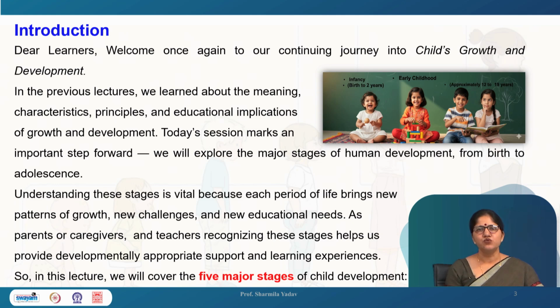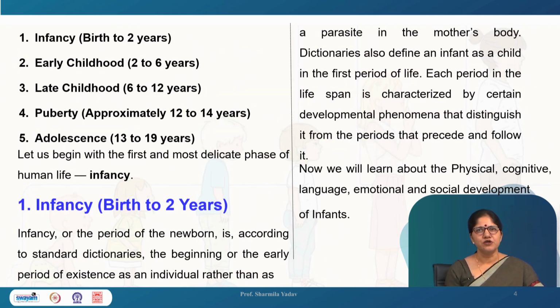Understanding these stages is vital because each stage of life brings new patterns of growth, new challenges, and new educational needs. As parents, caregivers and teachers, recognizing these stages helps us provide developmentally appropriate support and learning experiences. So, in this lecture, we will cover the 5 major stages of child development: infancy from birth to 2 years, early childhood 2 to 6 years, late childhood from 6 to 12 years, puberty approximately 12 to 14 years, adolescence from 13 to 19 years.